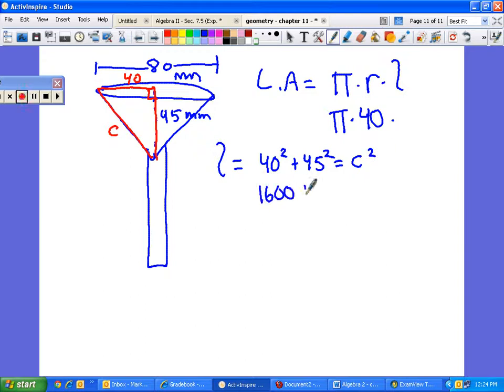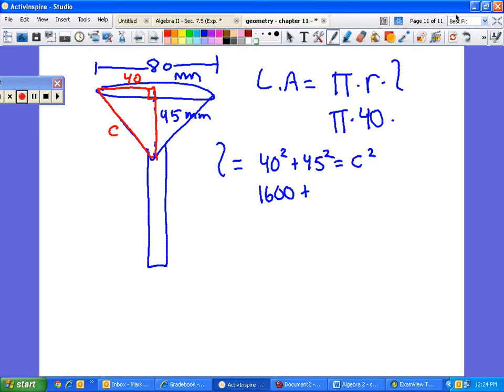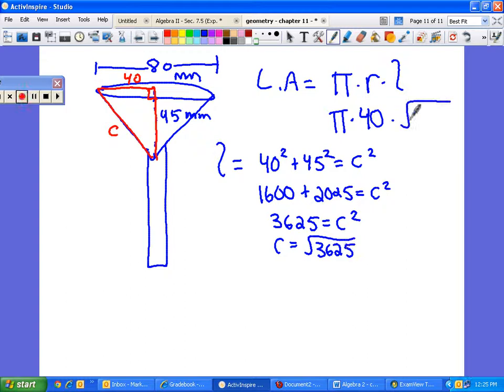40 squared is 1600. 45 squared is 2025. Add these together, I get 3625 is equal to C squared. We don't want C squared, we want C, which is equal to the square root of 3625. Again, do not calculate what this is, because it is only a step along the way. There's no reason to calculate it. All we're going to do is take it and plug it in here.